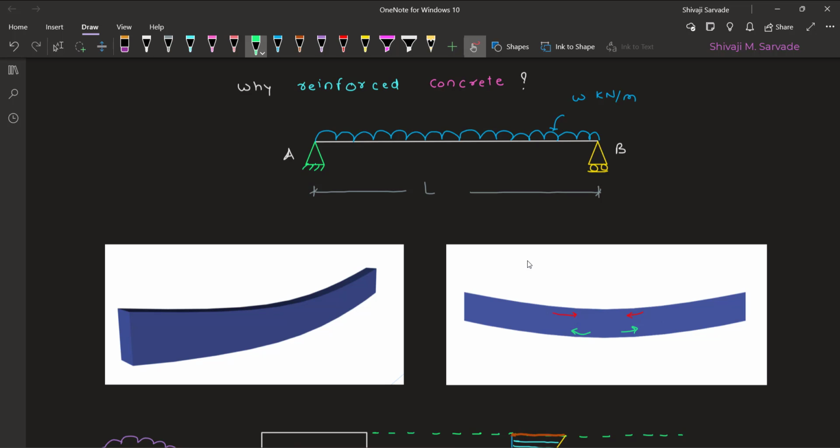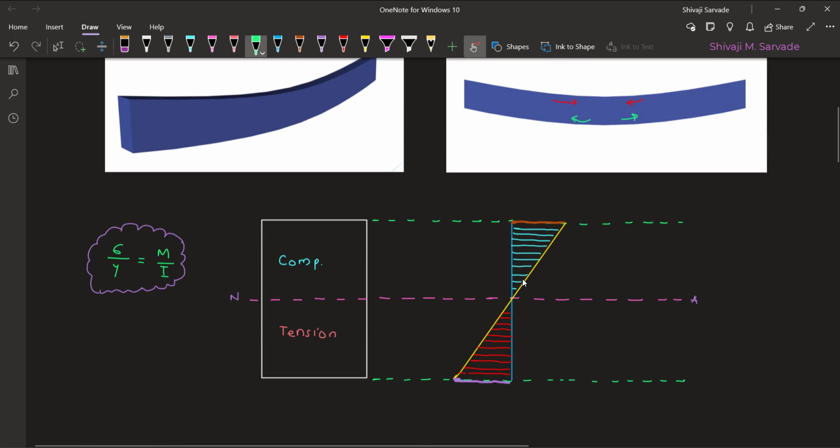If I draw the bending stress distribution for the same, if you recall, the formula was sigma by y is equal to M by I, where y is the distance from the neutral axis, because we have two separate, exactly opposite behaviors, compression and tension. If we want to find the maximum stress in compression, we substitute the value for yc, and for maximum tension, the value for yt. That depends on geometry, that is moment of inertia, as well as the magnitude of bending moment. So we are familiar with this.